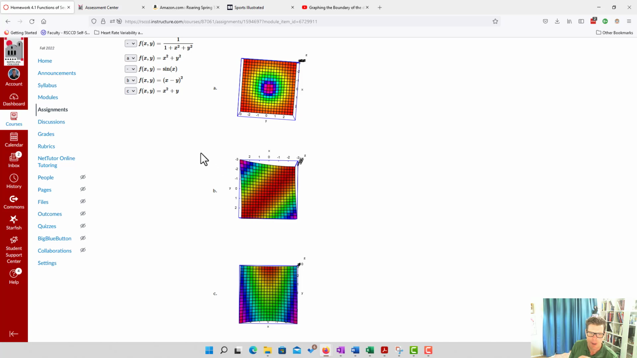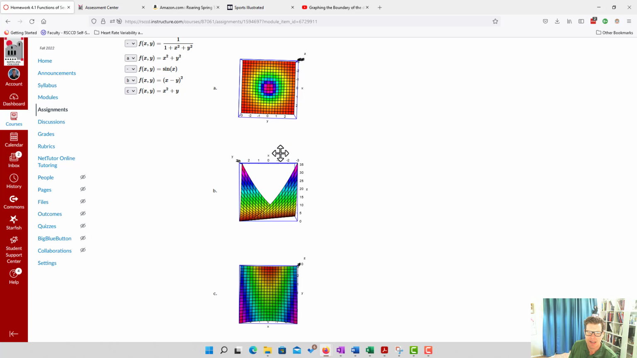All right, so I wanted to demonstrate how I went about doing that. I moved the graphs around so that I'm looking at level curves or vertical traces, and that helped me figure out which one of the graphs I'm looking at.